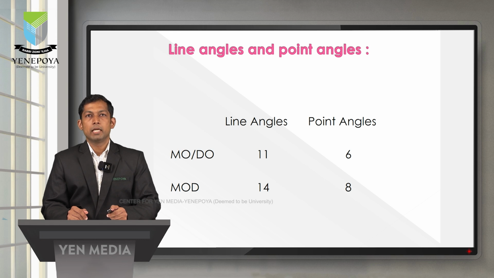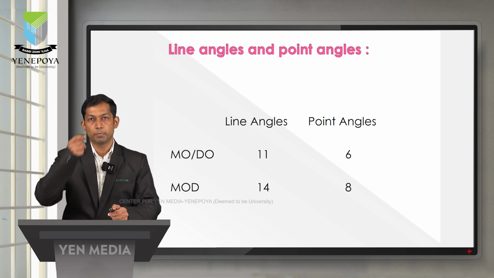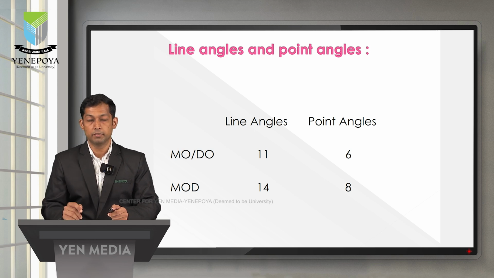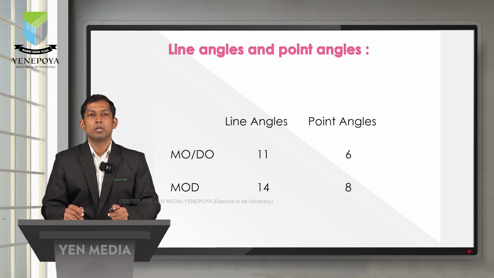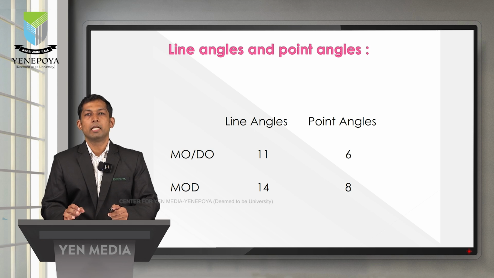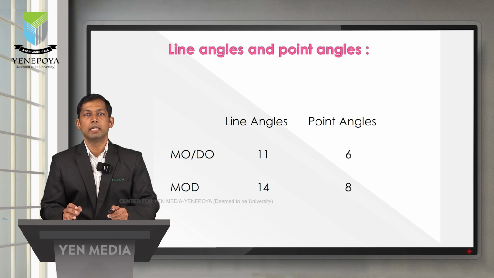Now coming to the line angles and point angles. Line angles are the ones where two surfaces meet and point angles are the ones where three surfaces meet. So in a Class 2 cavity, mesio-occlusal or disto-occlusal cavity, there are 11 line angles and 6 point angles, and in MOD, that is mesio-occluso-distal cavity, there are 14 line angles and 8 point angles.